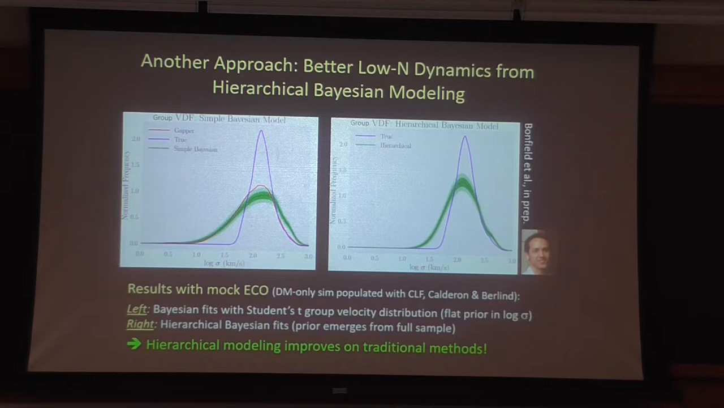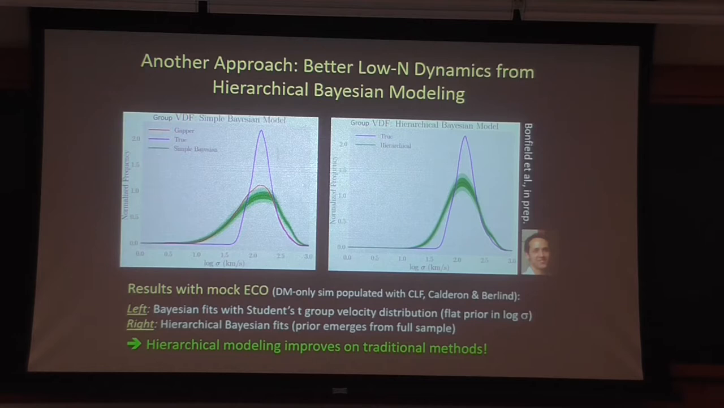So how do you feed that back on itself? Well, there's a mathematical consistency, essentially, that hierarchical Bayesian modeling requires between the emergent prior, the distribution of measured velocity dispersions, and the individual measurements. And so these are results with a mock ECO, because right now we're just testing this method, trying to convince ourselves we understand what it's doing and that it's doing the right thing.